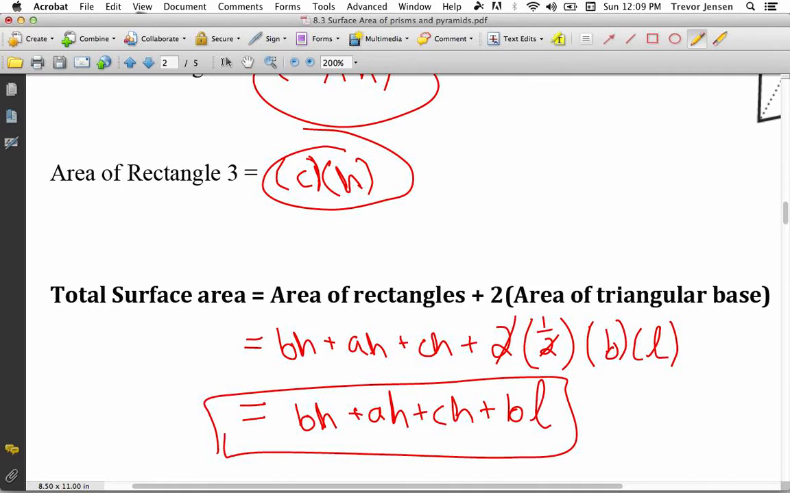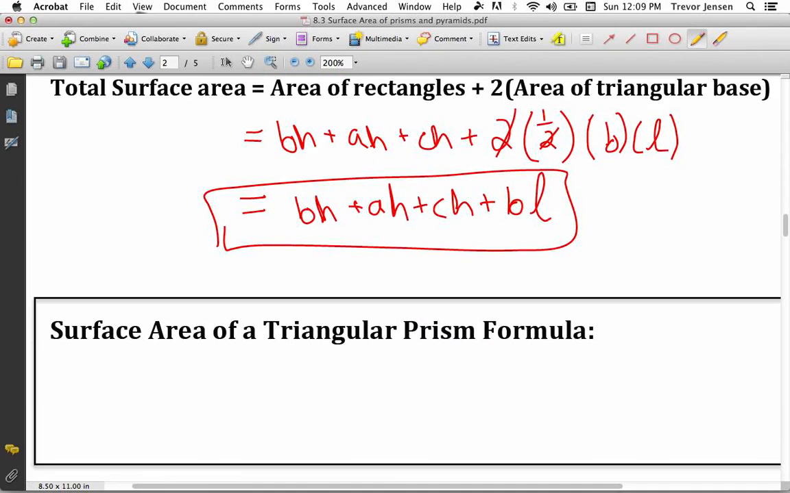Now it doesn't matter which order you multiply these in. The B times L could be at the front, and I think in most formulas you see it will be. So I think I'll write that down here. B times L is usually at the front, plus B times H plus A times H plus C times H. And probably the A times H comes before the B times H in most cases. But like I said, it doesn't matter the order you add these together in. But it does matter which pairs are being multiplied together, okay?